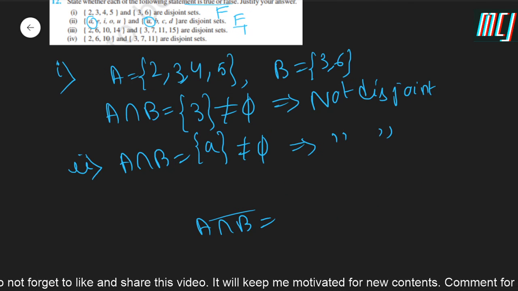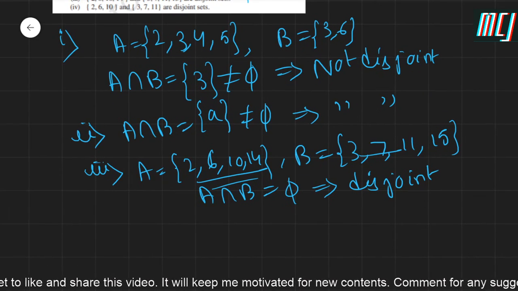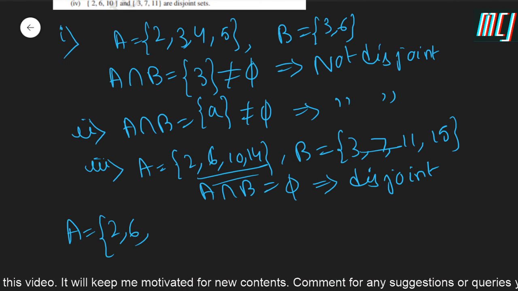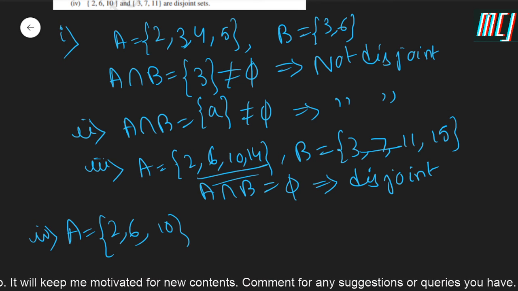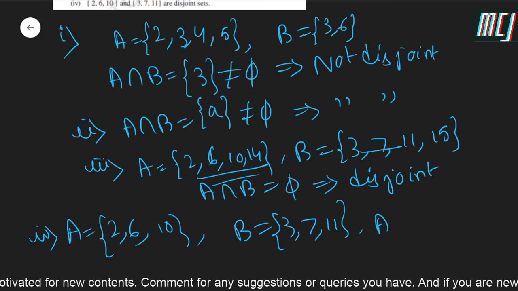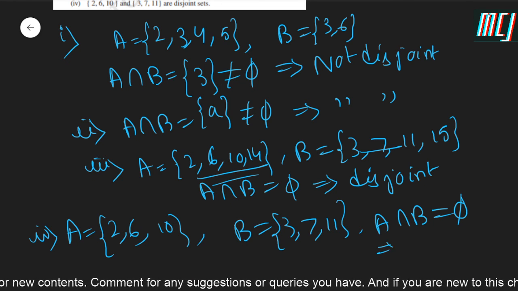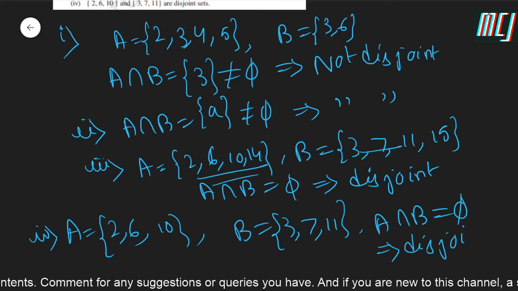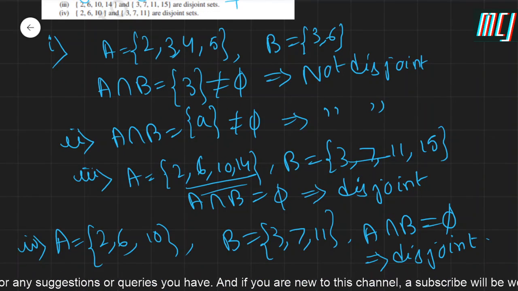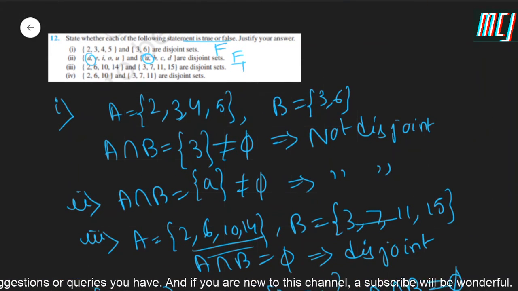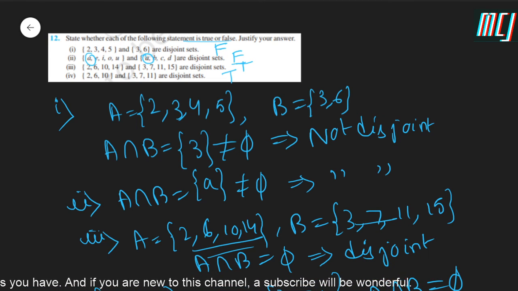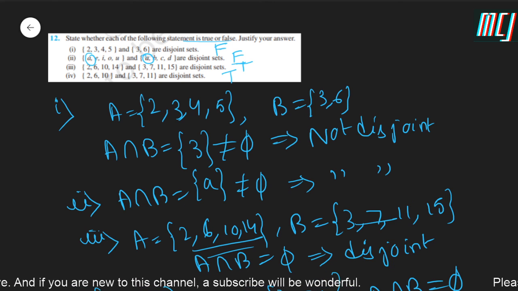Now we'll see the fourth one. Fourth one is saying A is equal to 2, 6, 10 and B equal to 3, 7, 11. Again there is no common element. A intersection B is equal to phi here. So these are also disjoint sets. We'll write there this is true. So first and second one is false. Third and fourth one is true. Okay, clear?